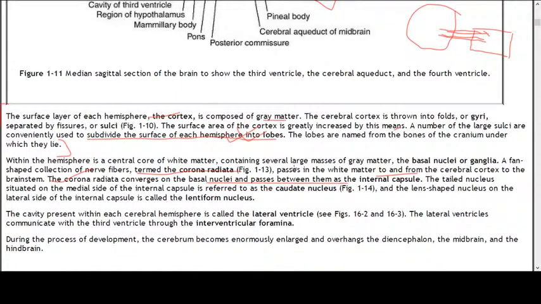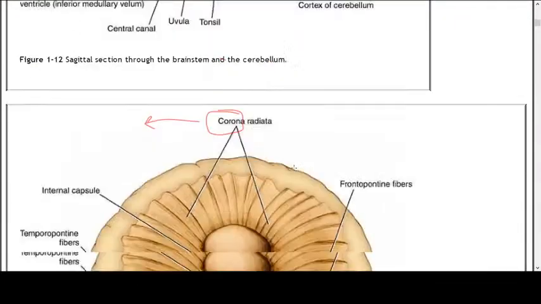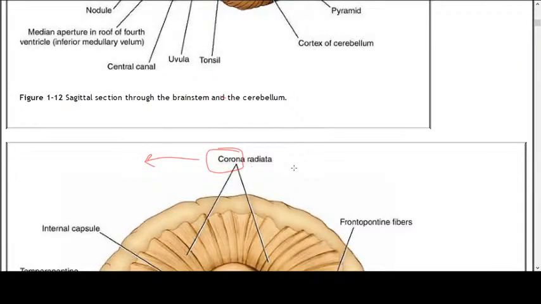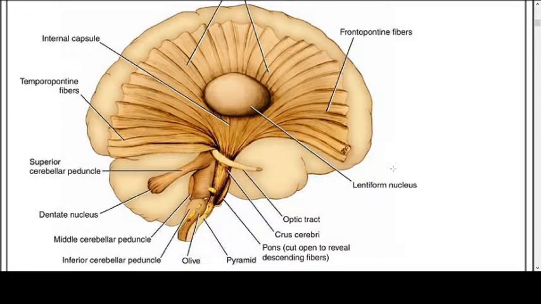It will be easier if I could view the pictures. Okay, so this one must be the brainstem, and this is the corona radiata, which is taking the information to the various parts of the brain. Going from upward to downward, it converges into the internal capsule.